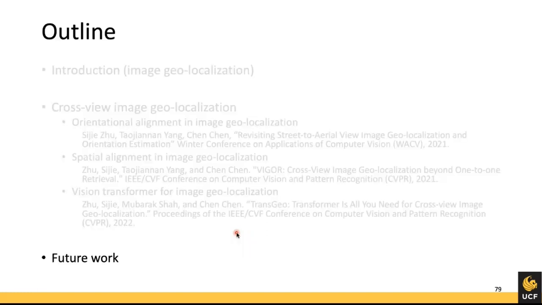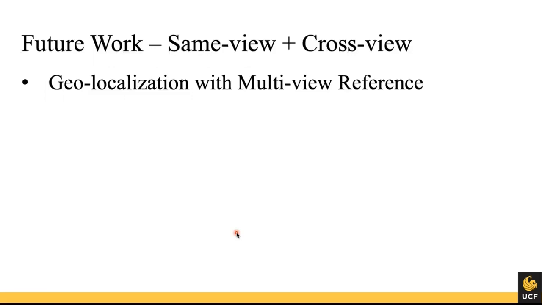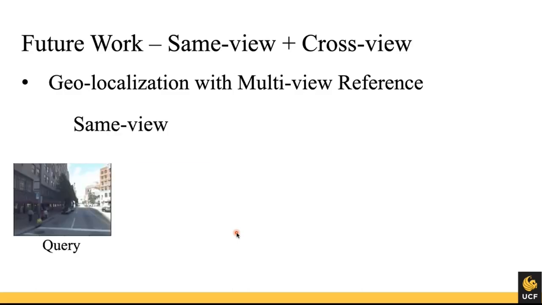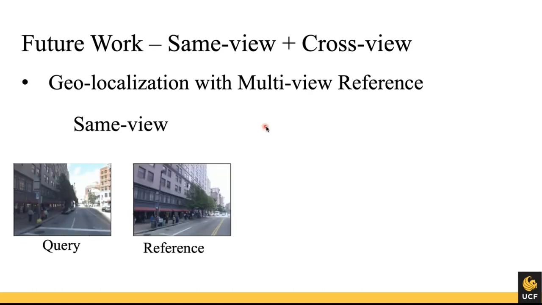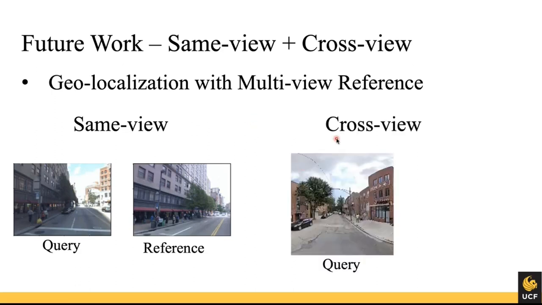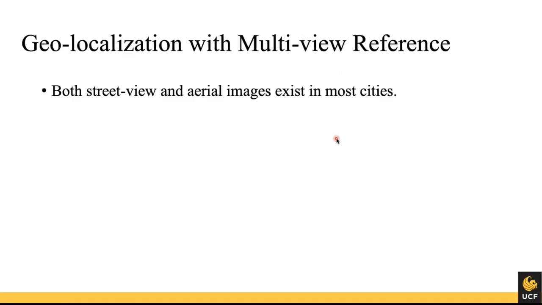Finally, I want to conclude the talk by giving a couple of future research directions. The first one is we can consider combining same-view and cross-view settings together. Right now in this field, the domain is kind of divided into two separate fields. There are people working on same-view geolocalization, but also folks working purely on cross-view geolocalization. But in real world applications, both street view and aerial view exist in most cities. In large cities like New York and Chicago, you have Google Street View cars going around all the streets, so street view images are also available. So we should definitely consider both, and they are complementary to each other.